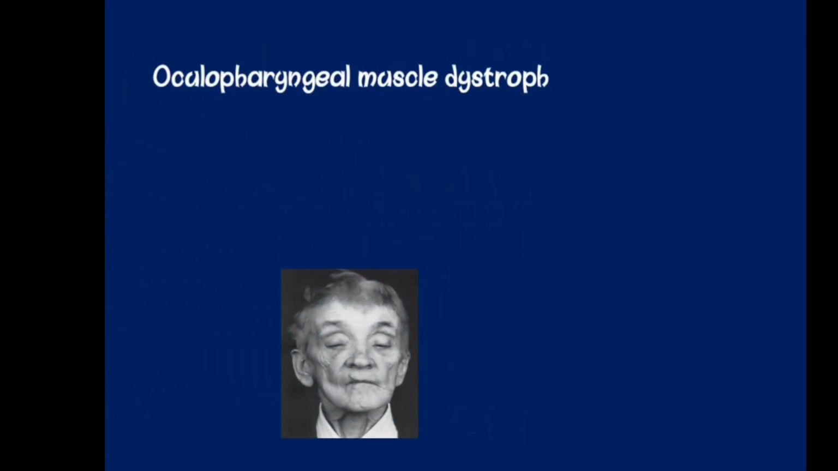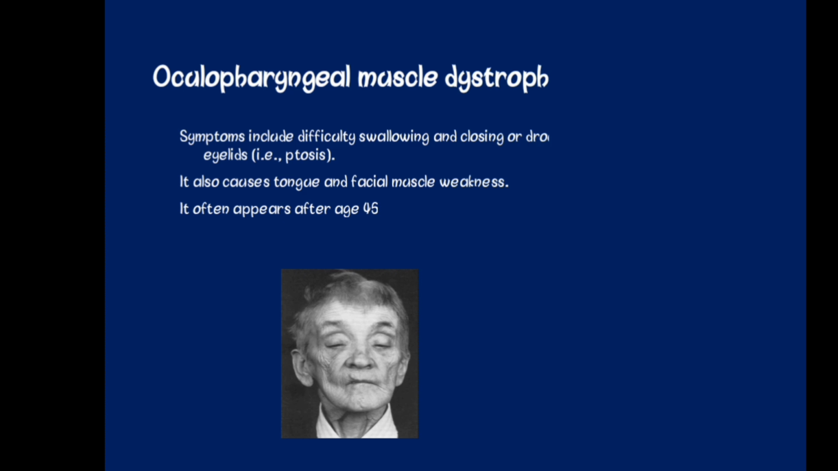Now let's talk about oculopharyngeal muscular dystrophy. Oculopharyngeal muscular dystrophy affects the muscles in the eyelids and throat. Symptoms including drooping eyelids, that is ptosis, and difficulty swallowing, that is dysphagia, typically begin in the 40s or 50s. Approximately 1 in 100,000 people are affected by OPMD. This condition also causes tongue and facial muscle weakness.